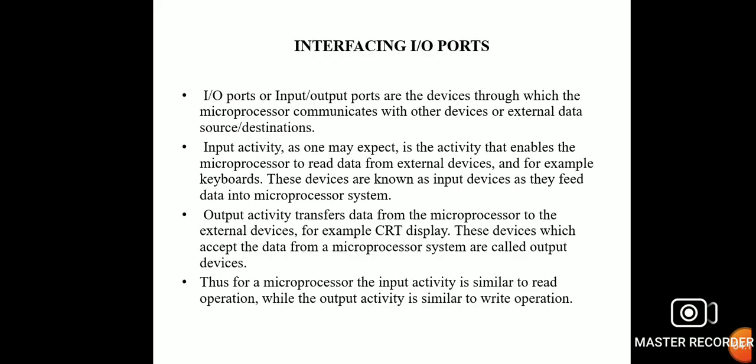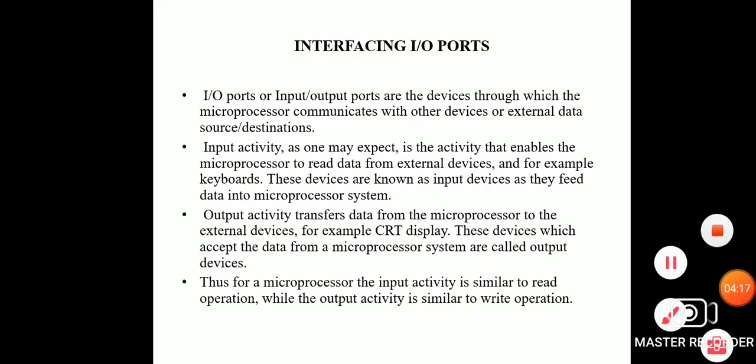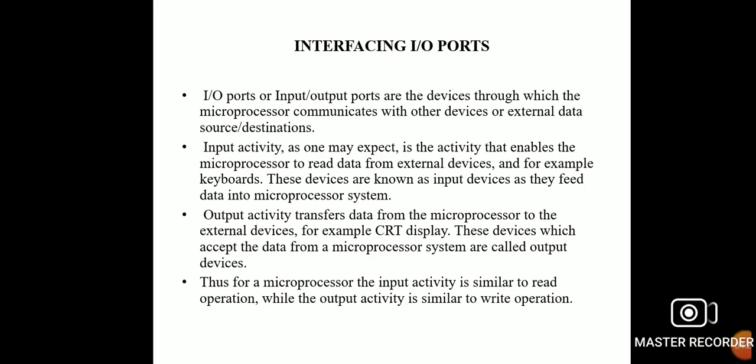Now we see interfacing input and output ports. Input and output are needed to transfer data from the external circuit to the microprocessor or microcontroller, and from the microprocessor or microcontroller to the external circuit. The input devices give information to the processor, and output devices display information from the microprocessor. The input and output data transfer is controlled by the read and write and input output memory signals.